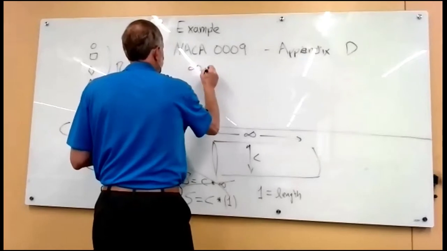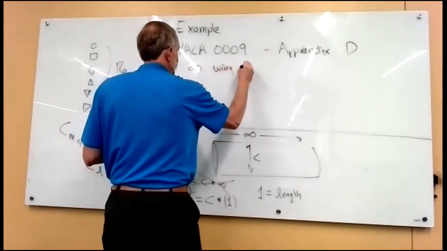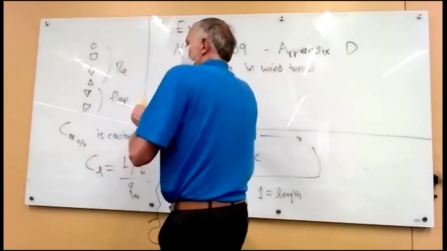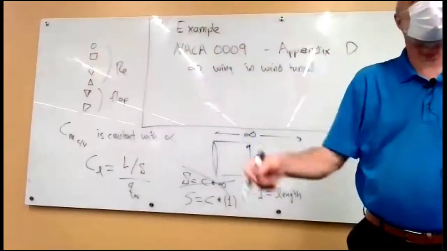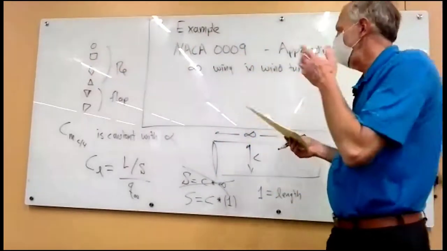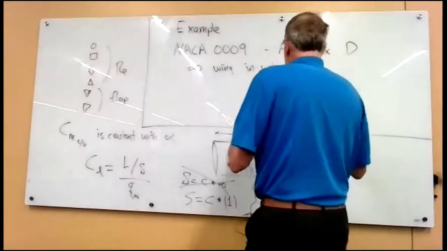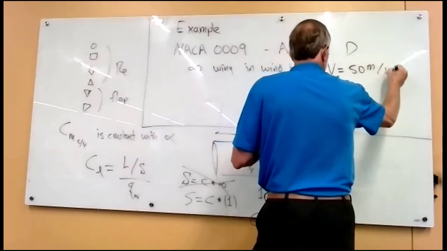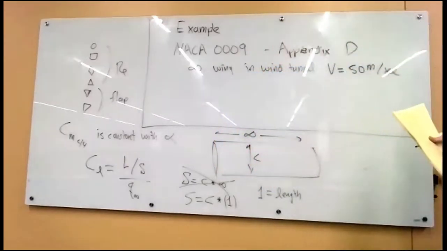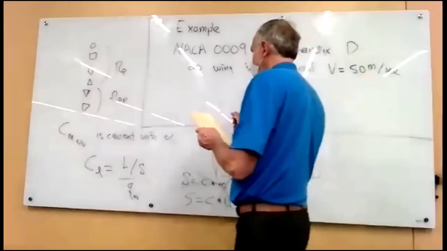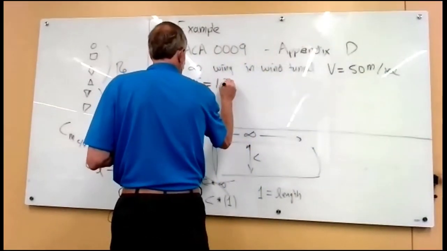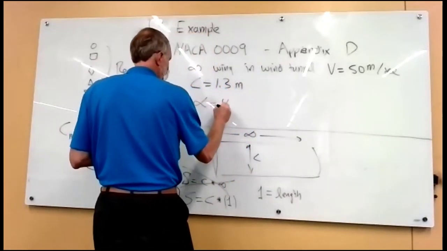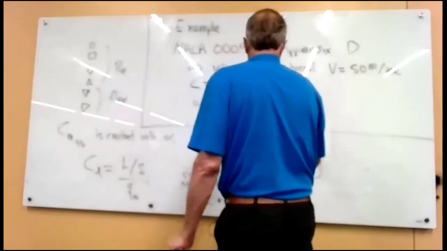And so they're saying they tested an infinite wing in a wind tunnel. So they put it all the way to the walls of the wind tunnel, so there's no flow around the tips of the wing. So it's effectively an infinite wing. The wind tunnel was going at 50 meters per second. So that's the velocity. The chord, this is how big the airfoil was, 1.3 meters. And the angle of attack is 4 degrees.